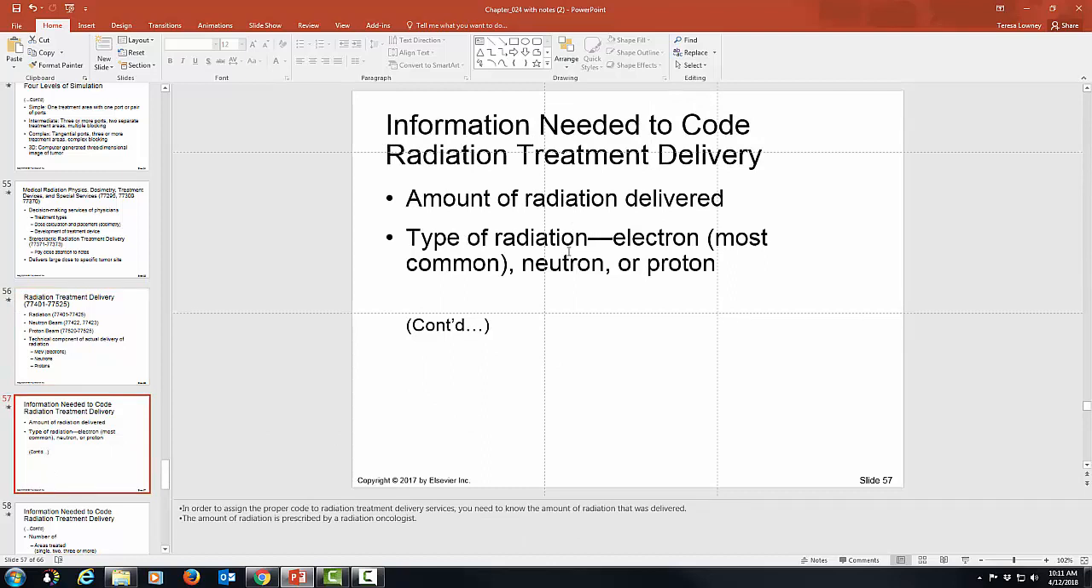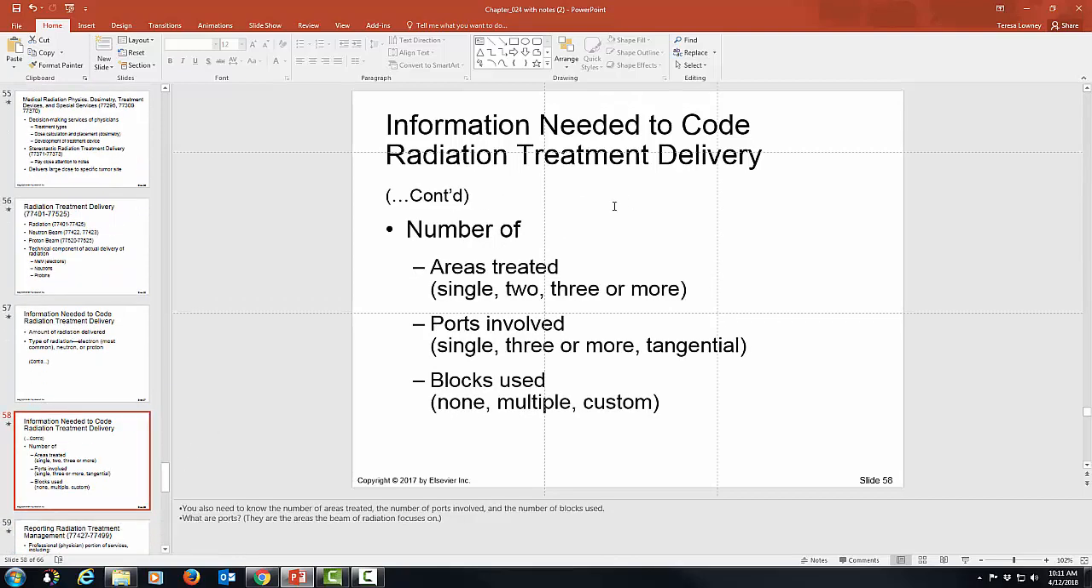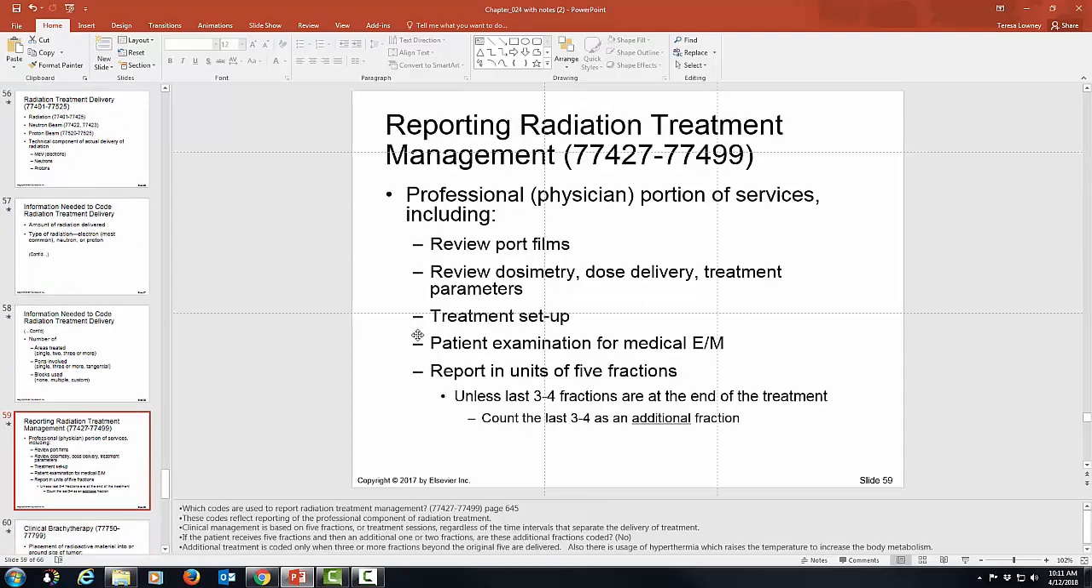You need to know how much radiation is being delivered, what type of radiation. They all go into assigning the code. The number of areas treated, the ports involved, the blocks involved. On your coding sheets for coding this type of information, you're going to have columns, much like an Excel spreadsheet, that's going to show you all of the things that you need to make sure that you're coding for this so that you hit them all. So just make sure that you're finding all of the information in your question before you try to code it.